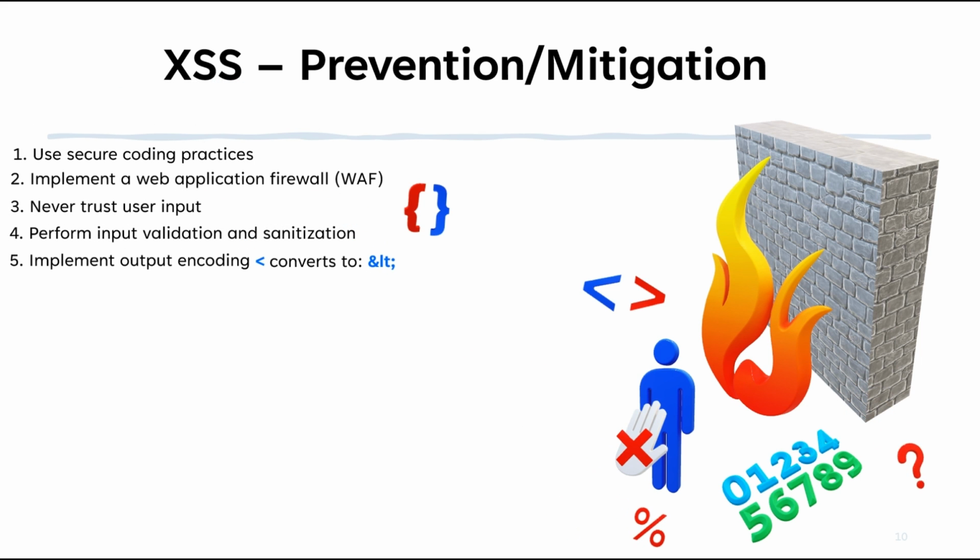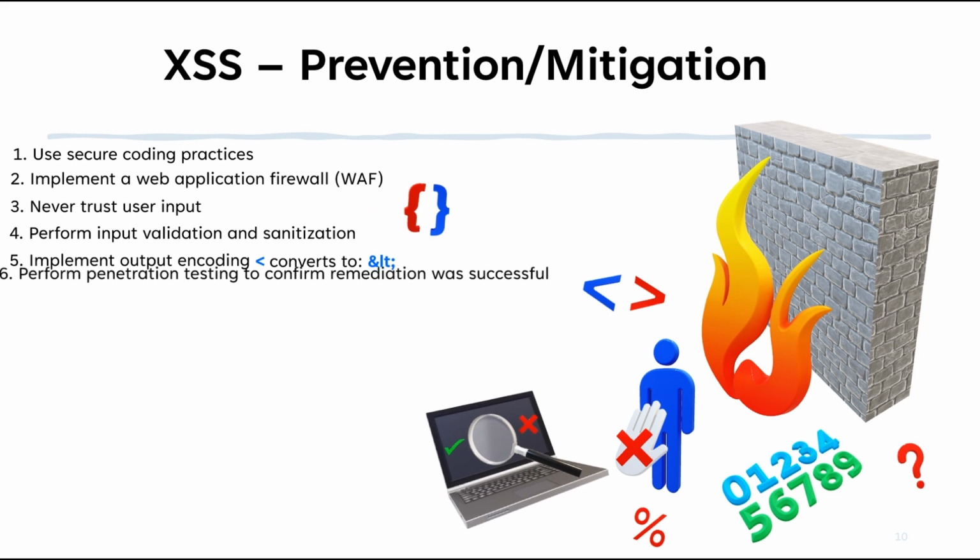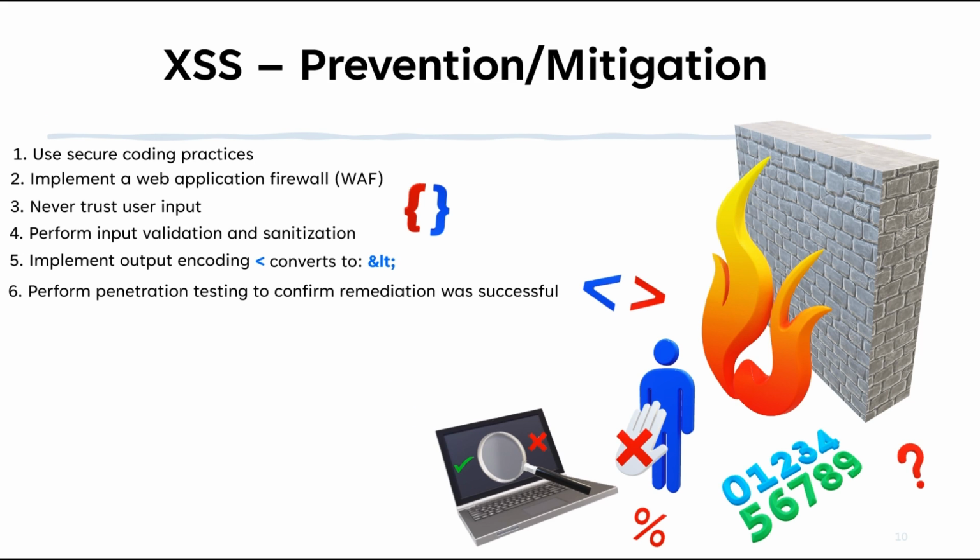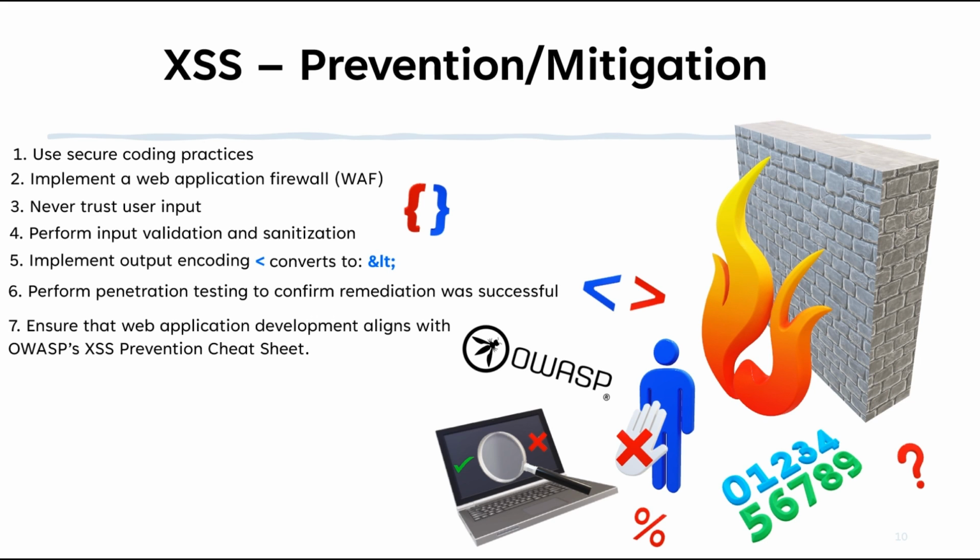The next one is implementing output encoding. Here again, you have to pay attention to symbols that are used for cross-site scripting. The next one is performing penetration testing to confirm remediation was successful. Of course, here we're talking about big companies. Ensure that web application development aligns with the OWASP cross-site scripting prevention cheat sheet. I'll leave this cheat sheet in the description below.